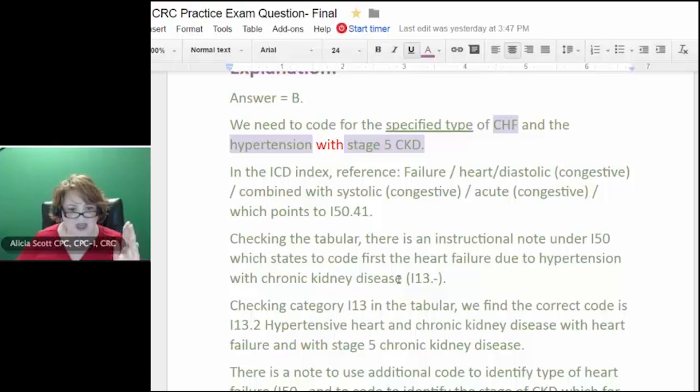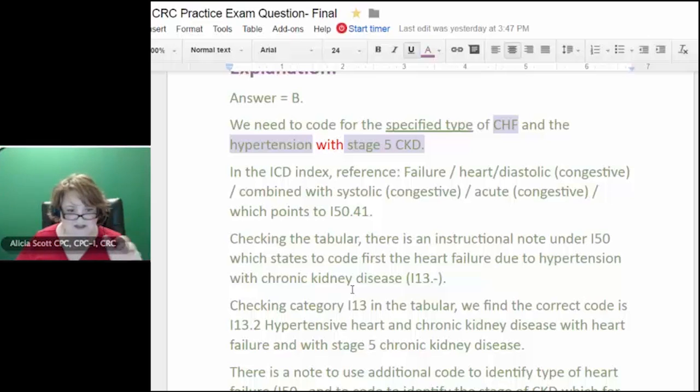Okay, so then when you look in the tabular, it's going to tell you, this is the key, that I50 states to code first the heart failure due to hypertension with CKD, which is the I13 code. That's the tricky part. If you don't catch this, then your sequencing is going to be wrong. So that question was specifically written to see all those other things, but do you know the sequencing? Do you know to read the guidelines that tell you which code goes first?